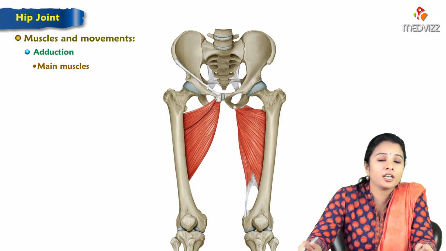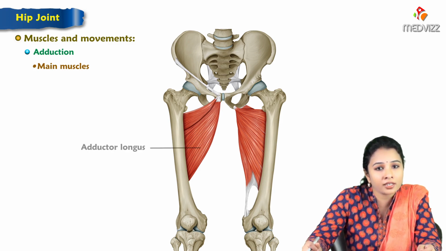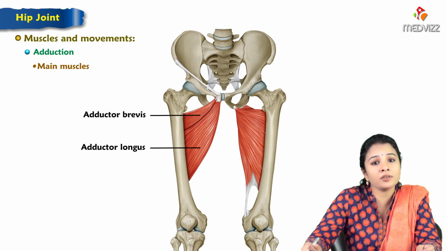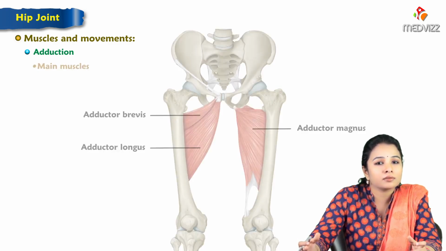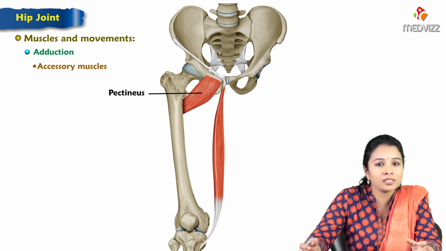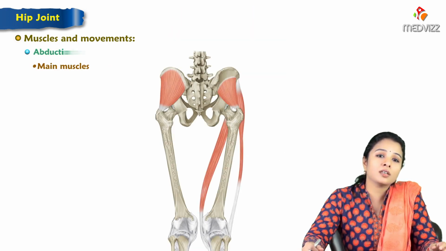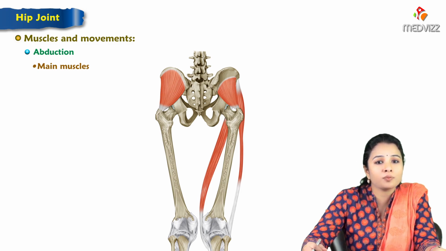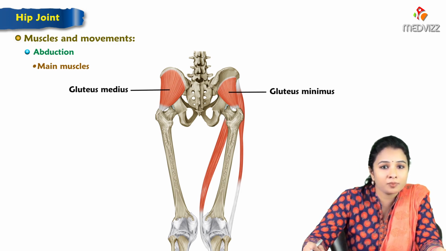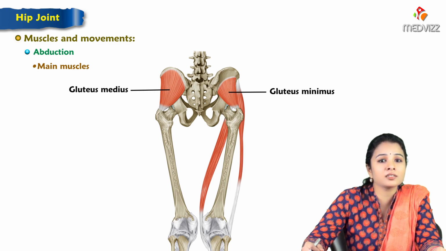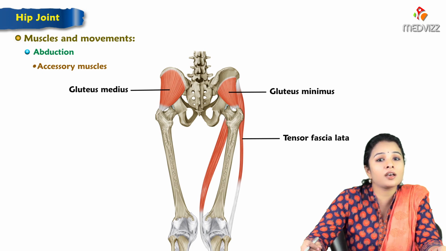Moving on to adduction and abduction. Adduction is caused by the adductor muscles, that is adductor longus, adductor brevis, adductor magnus. Accessory muscles are pectineus and gracilis. Next, the abduction. Abduction is caused by gluteus medius and minimus muscles. They are the primary abductors, and along with the gluteus medius and minimus, TFL, tensor fasciae lata, and sartorius also cause abduction.